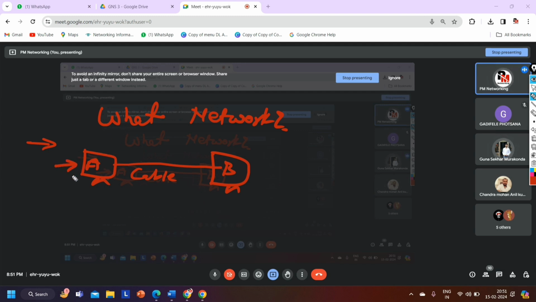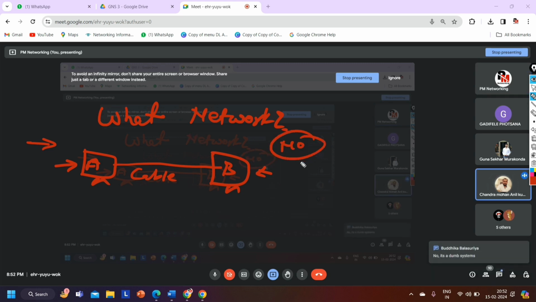See guys, here I have not configured any IP address. Just I have purchased the two laptops from the market, one Ethernet cable, and I have connected them together. Can I say it is a network? No.